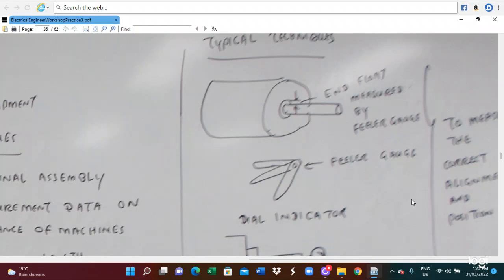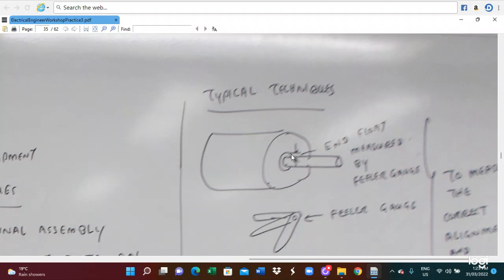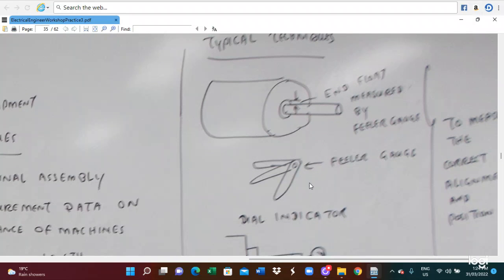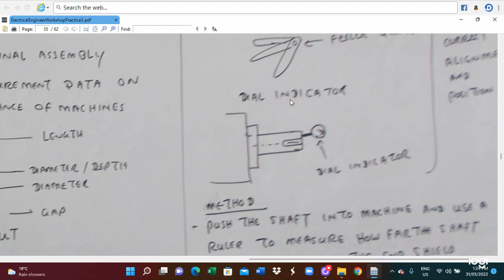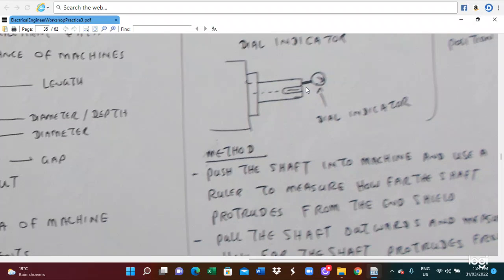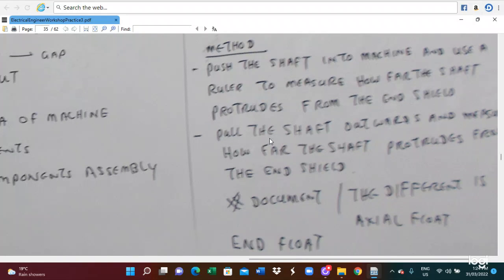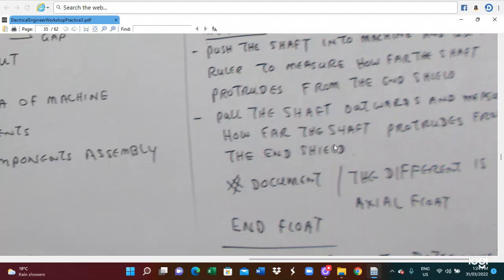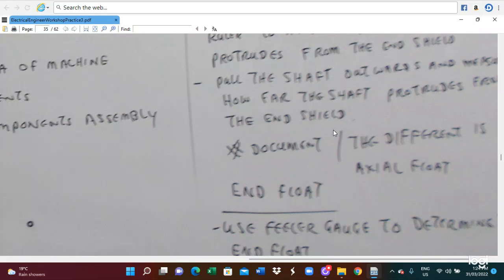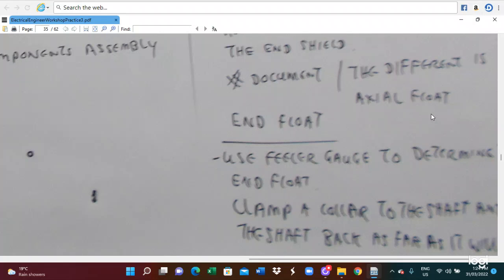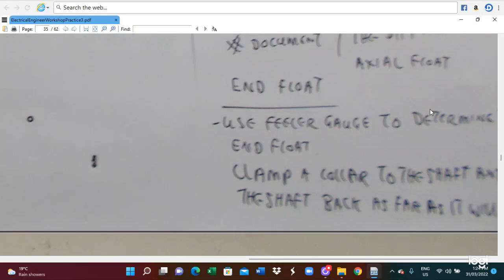So in this case, you see that the type of technique is the end float. We have to measure. In this case, the feeler gauge is used to measure. And also the dial indicator is used to measure the alignment of the machine. So we put the shaft into the machine and then use a ruler to measure the float, how far the shaft protrudes from the end. And then also pull the shaft outward, and then you also measure how far the shaft protrudes. And also we have to document the appropriate axial float that has to be measured.